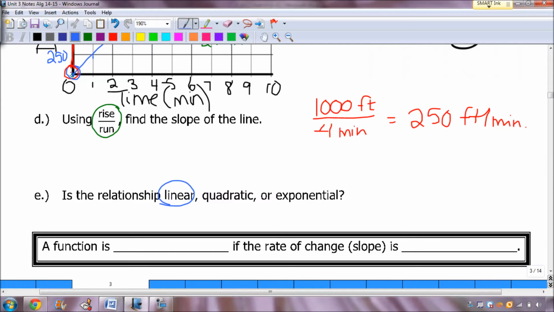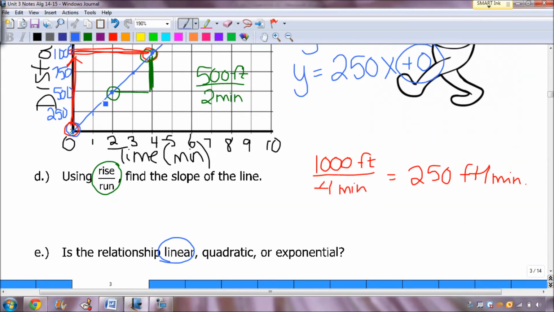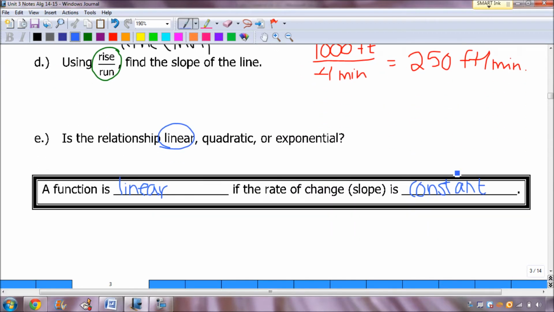So a function is linear if the rate of change or the slope is constant. It never changes, and that's why it's called a constant of proportionality. So right here, no matter where I start and where I end, when I do rise over run, I always get 250 feet per minute if I reduce it, no matter what. And that's really important for you to understand about slope.